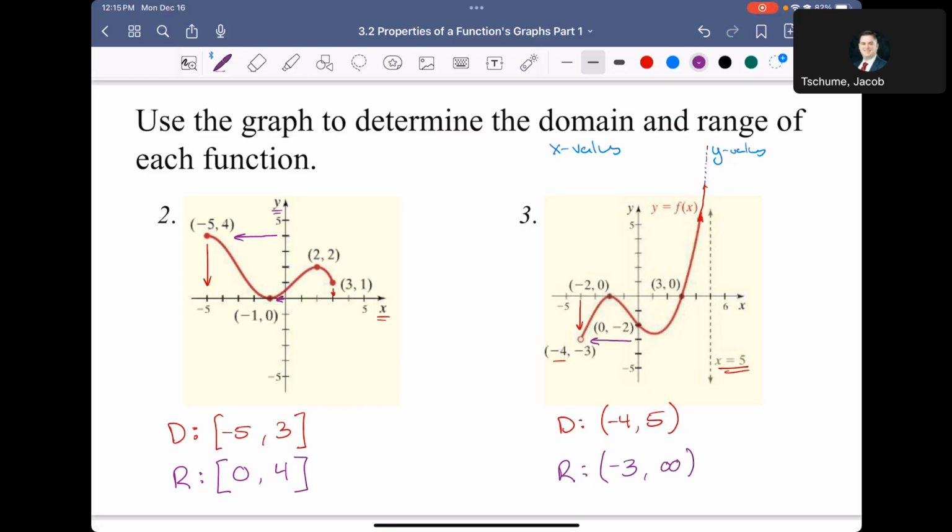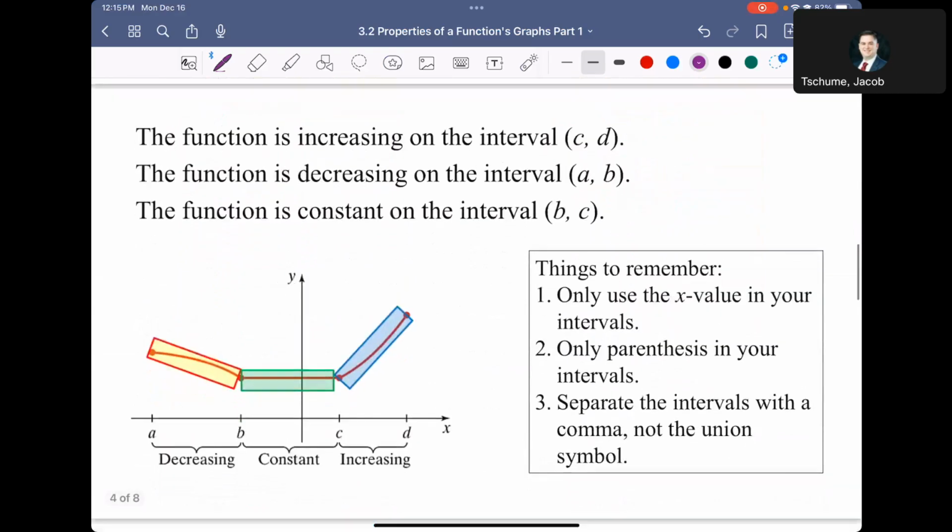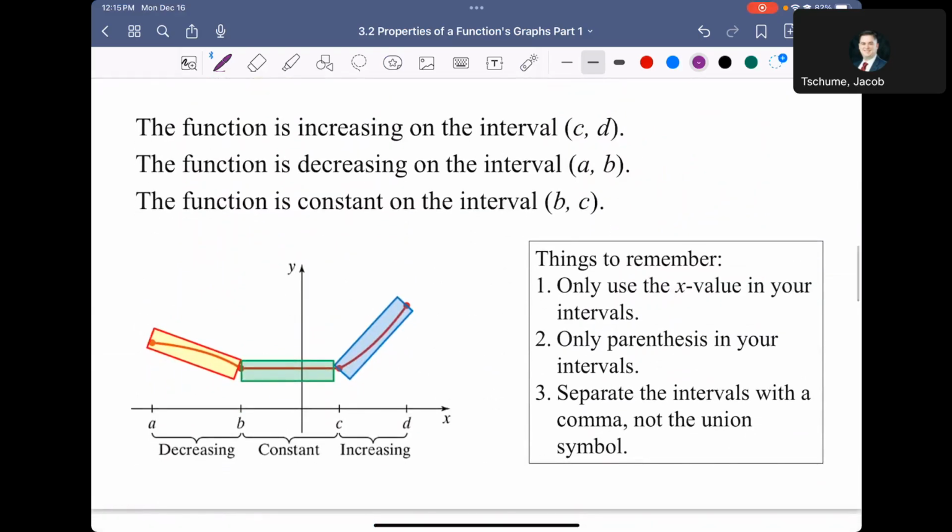So as we move down, the second property is the new property. We want to talk about increasing, decreasing, and constant. If you look at this picture down here, you'll notice that as you look at a graph, it is either going in a downward direction, an upward direction, or it could be flat. All three of those have a specific name that we have to be comfortable with.